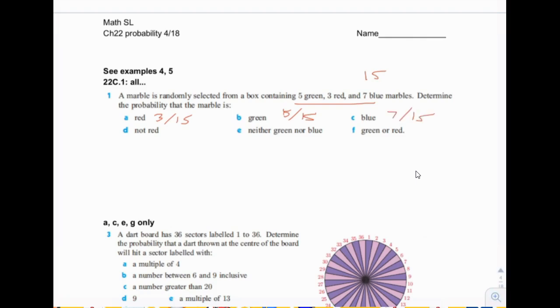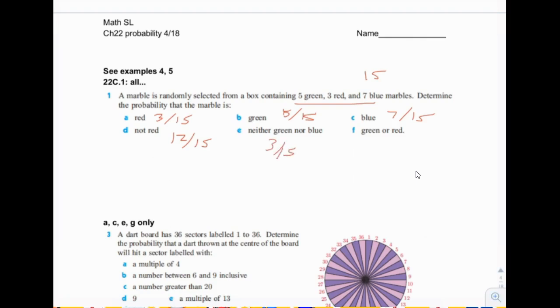What about not red? Not red would be green and blue, which would be 12 divided by 15. What about neither green nor blue? Neither green nor blue. That would mean red, so that would be 3 out of 15.